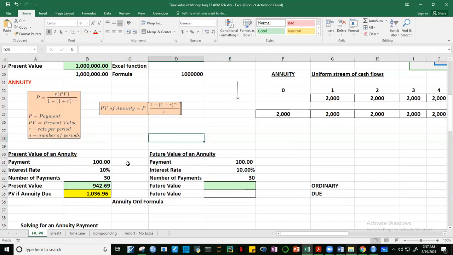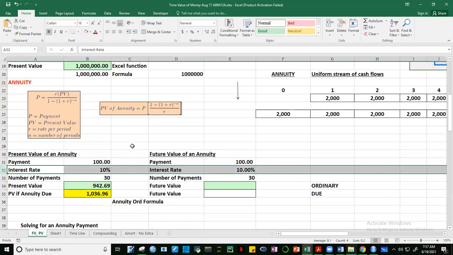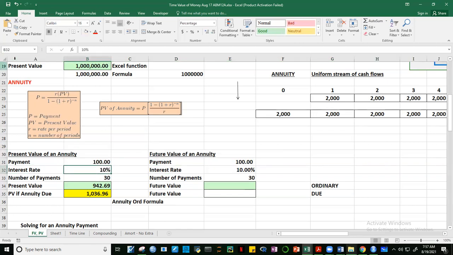Okay, why didn't it accept that? Capital R, let's see. It seems to reject it. I'll just call it rate. Rate na lang. There, it accepted it. The R, it doesn't accept. Then 30, I'm calling it N, okay?